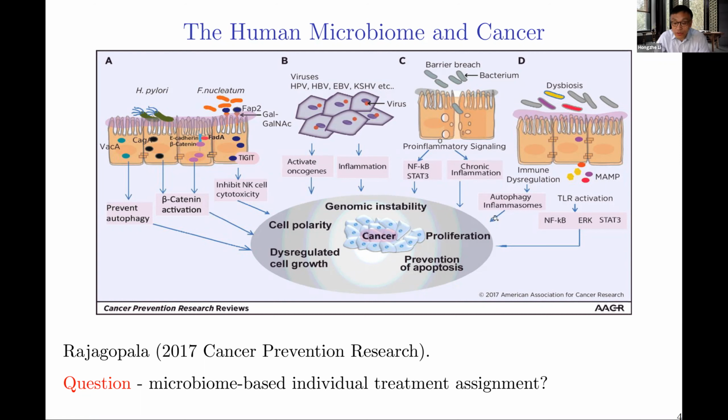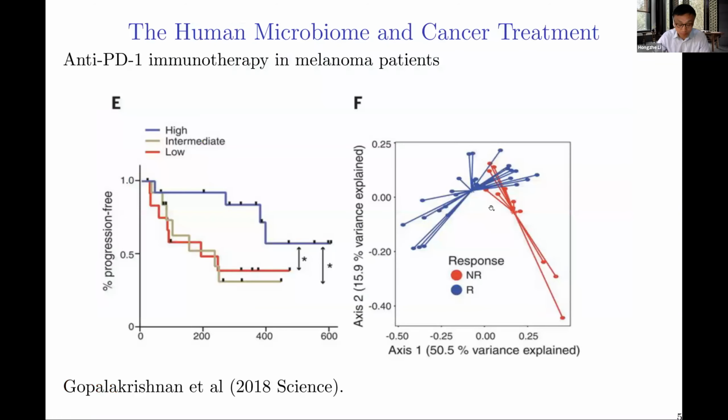So in the cancer research field, people are really interested in developing microbiome-based individual treatment assignments. The basic idea is whether I can assign different treatments based on the composition of the microbial community. I'd like to give you one example. This example is taken from a paper published in 2018 in Science, where the authors look at melanoma patients and their response to a very effective immunotherapy called anti-PD-1 immunotherapy.